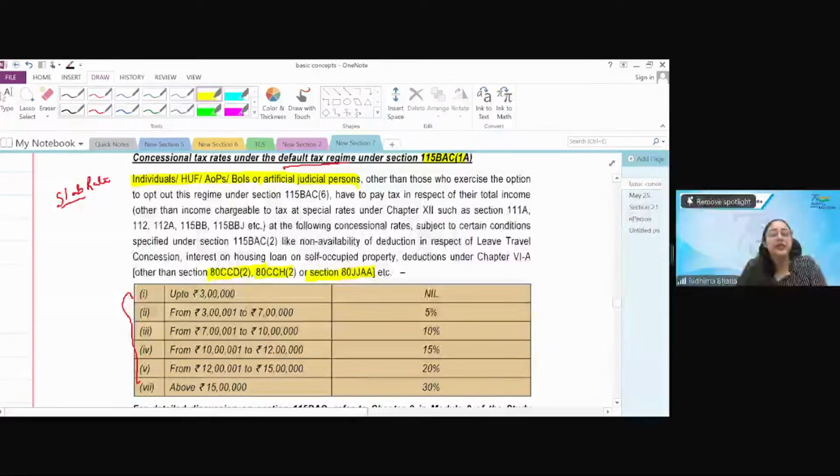Now, what are the revised rates? On 0 to 3 lakhs, the tax is nil. 3 to 7, the rate is 5%. 7 to 10, 10%. 10 to 12, 15%. 12 to 15, 20%. And 15 above, 30%. पहले यहाँ पे 6 और 9 था, but this year they have increased it by 1 lakh. Hence, there is a tax benefit of 10,000 net.